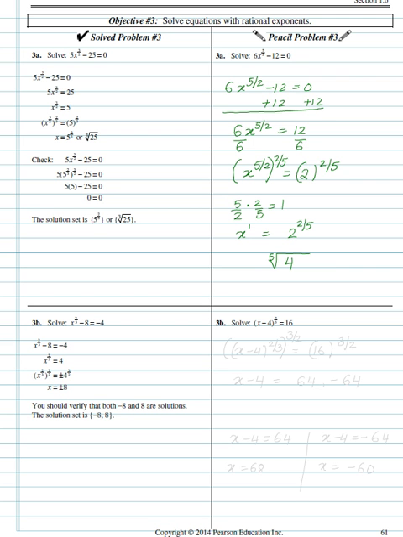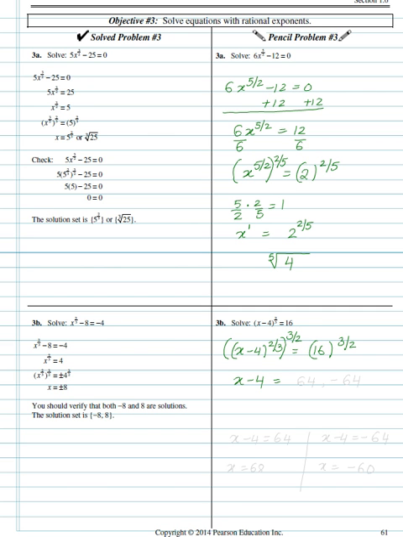Problem 3b. In this case, everything is inside the parentheses and power, so it becomes easy for me. I raise this to the power of 3 over 2, always the reciprocal. So now this becomes x minus 4, because 2 over 3 times 3 over 2 gives you a 1.